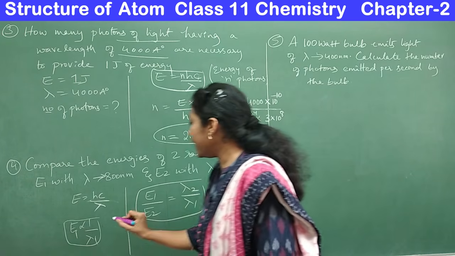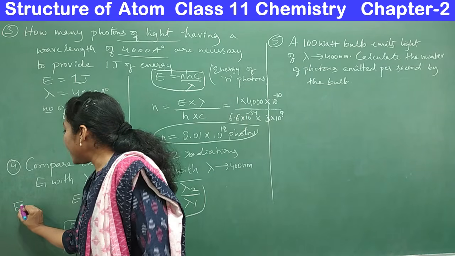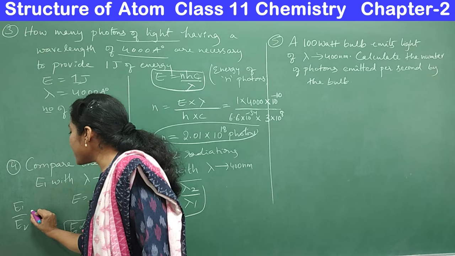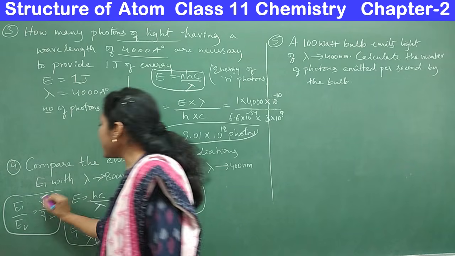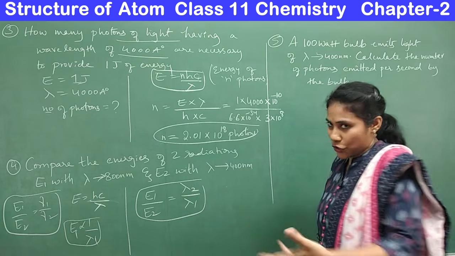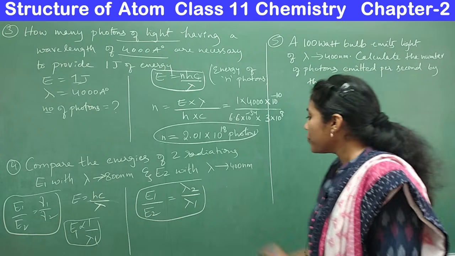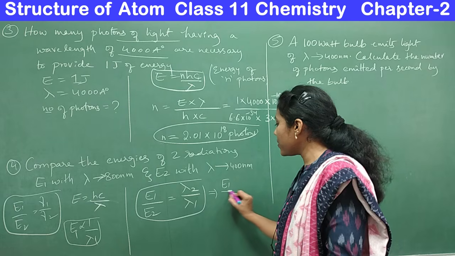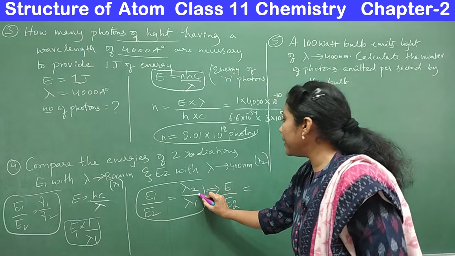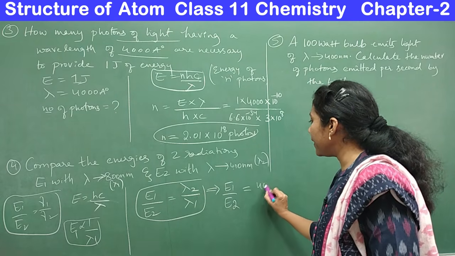If you want to write it in terms of frequency, you can write it as E1 by E2 is equal to nu1 by nu2, right? So this is how you can use these relations to get the ratios usually, right? So now just substitute here what E1 and E2's relation is. You must know here lambda 2, which is 400, right?